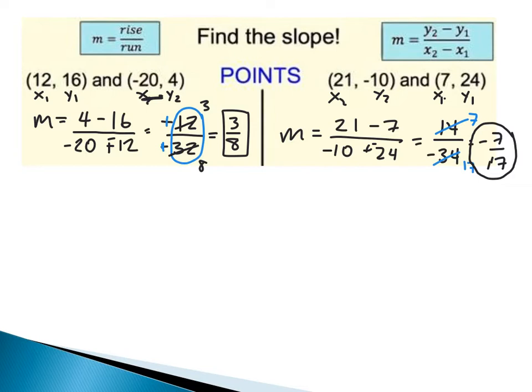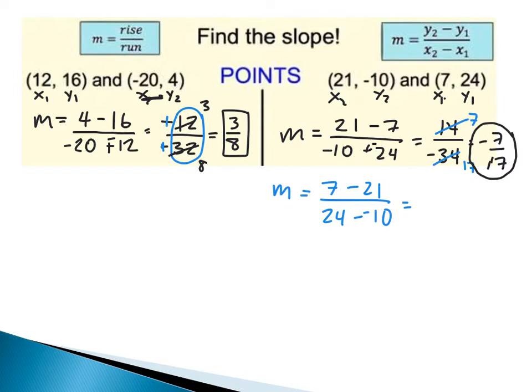Now, just to show you, I'll do this quickly. I'm going to do it the other way. Okay, I'm going to take and I'm going to subtract. Instead of doing it in the order I did, I'm going to start with this value first. I'm going to go 7 minus 21. I'm just going to flip the order. So I'm going to say my slope is going to equal 7 minus 21 over 24 minus negative 10. Let's see if I get a different answer.